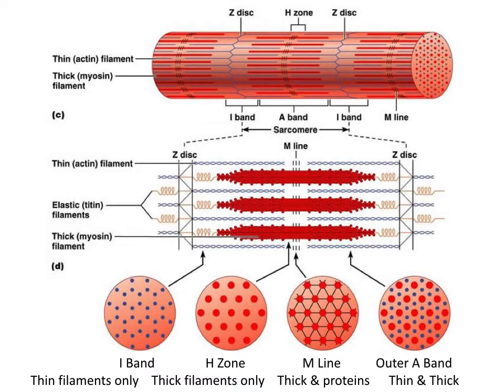That is titin. When the Z lines pull apart from each other and the muscle stretches, those coils will stretch, and once they're completely taut, stretched out, titin will signal the muscle to stop, so that we can feel, okay, we shouldn't go any further.